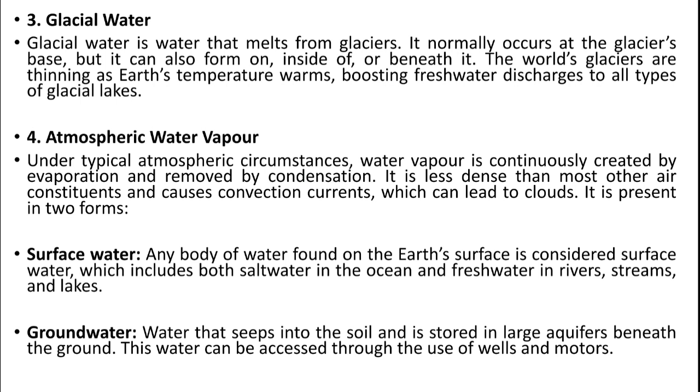Then atmospheric water vapor. Under typical atmospheric circumstances, water vapor is continuously created by evaporation and removed by condensation. It is less dense than most other air constituents and causes convection currents, which can lead to clouds. Water is present in two forms. One is surface water. Any body of water found on Earth's surface is known as surface water, like the ocean, fresh water like river, stream and lake. And groundwater, the water that absorbs into the soil and is stored in large aquifers beneath the ground, is known as the groundwater.